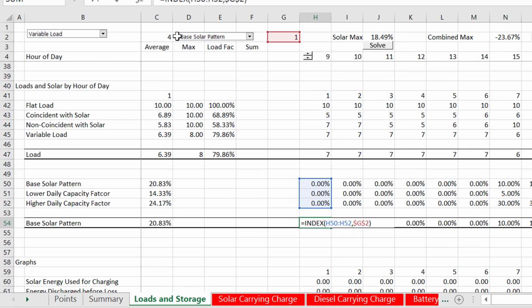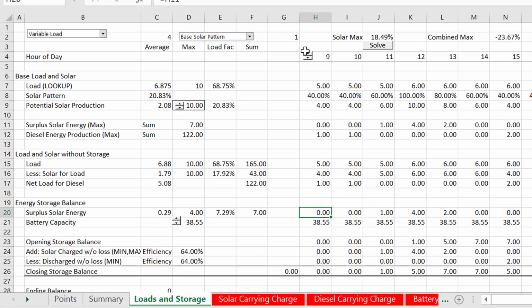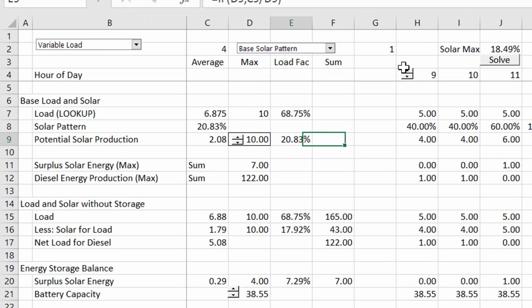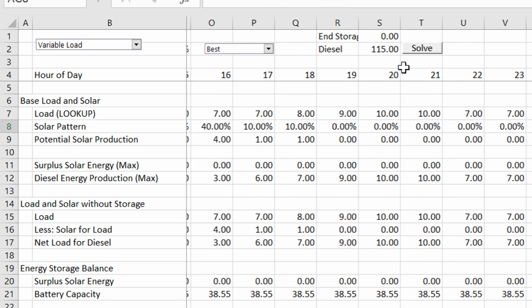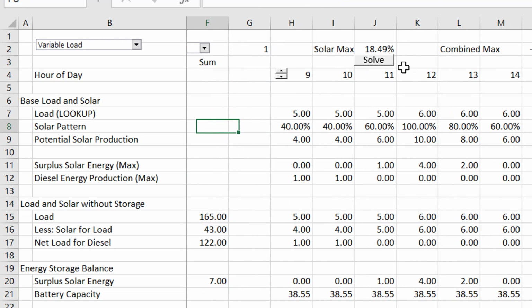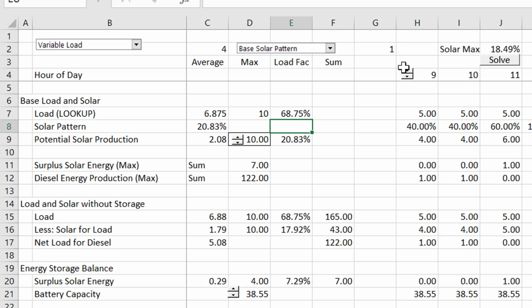Here is our solar pattern, okay? And then we say, let's take that solar pattern up here and then put an amount of solar capacity in and just multiply it together. Now, in this case, I started in hour 9 and went backwards to 1, and that's because hour 9 is when the solar capacity started to be produced.